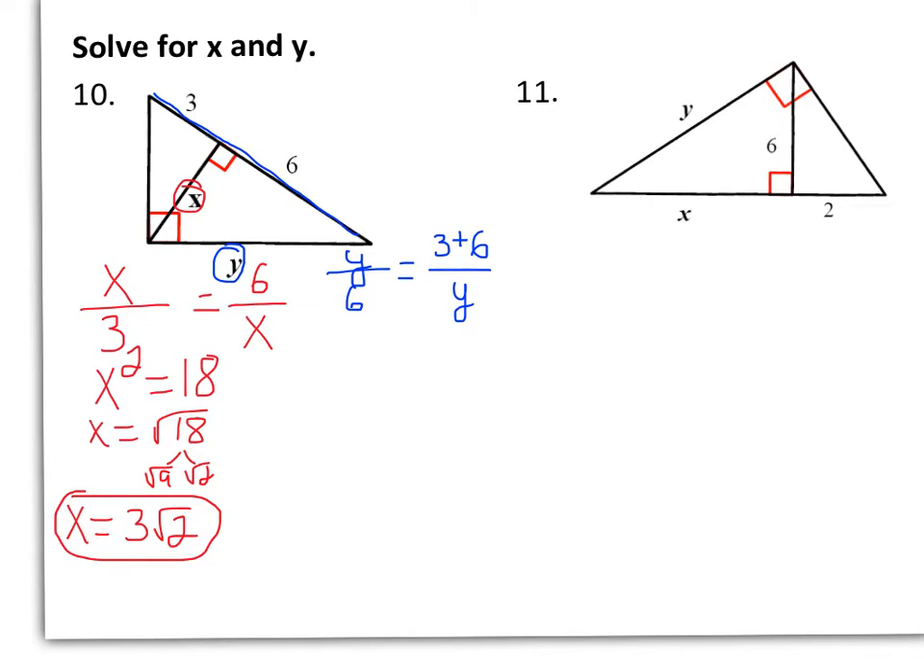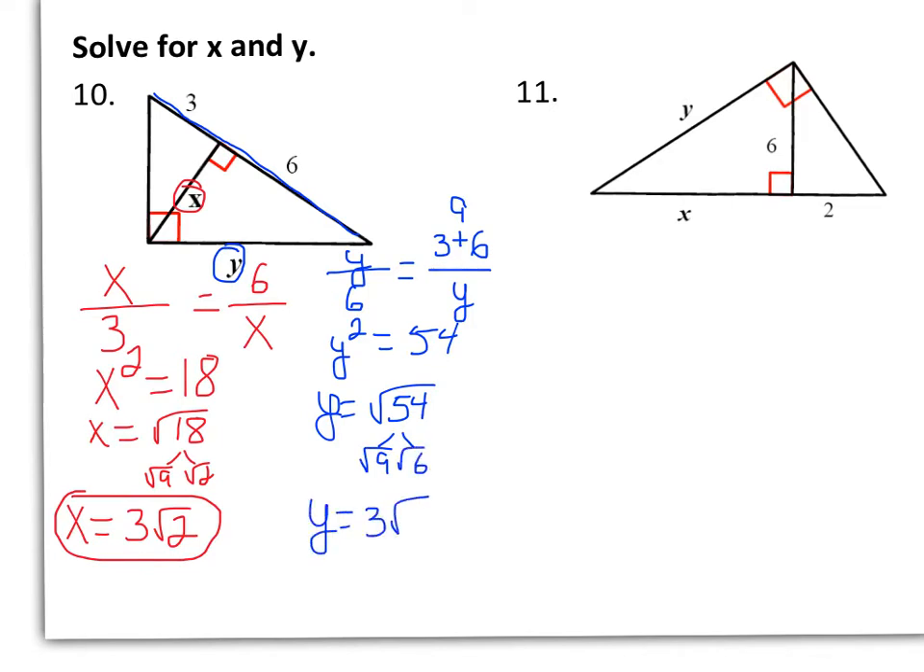Now taking the cross product, Y times Y is Y squared. 3 plus 6 is 9, and 6 times 9 is 54. So then Y equals the square root of 54. 54 is not a perfect square, but I can simplify that. We can break that down into 9 times 6, or 3 root 6. So now I just found X and Y.